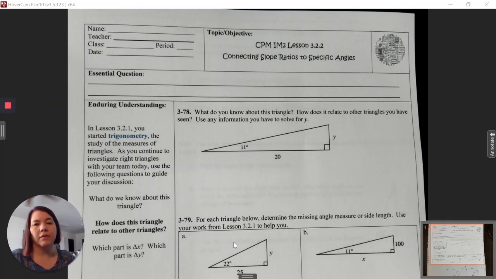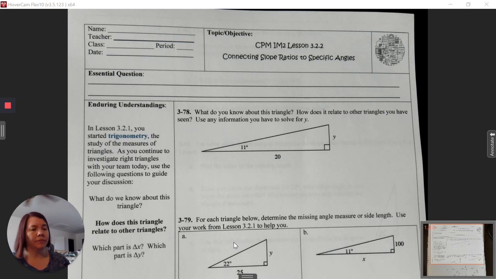All right, so this is Math 2. We're on lesson 322. We're going to connect the slope ratios to specific angles. If you recall in lesson 321, we recognized that there were some patterns in what was happening with the degree of the angle depending on the slope triangle. We started with the slope triangle of 1/5, and we had an angle of 11 degrees. And then we moved on to a couple of other things, but that was where we started.